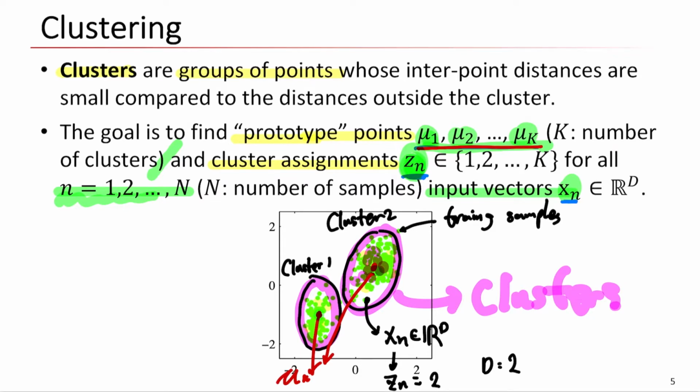So clustering is to find the prototypical points, mu1, mu2 through muK, where K is the number of clusters, and the cluster assignment, or cluster membership, Zn for all n equal to 1 through N, where N is the number of samples. Input vector xn is in the R^D space, right?